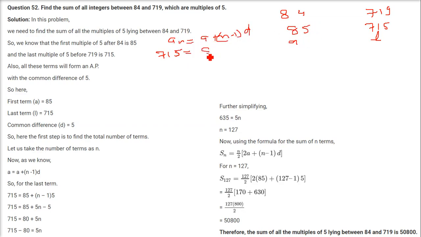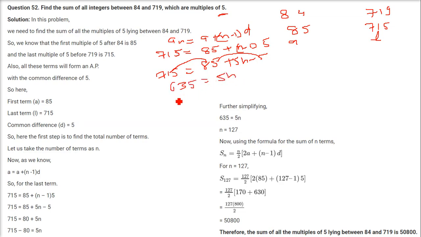Because we are aware of 85, that is, a is known, then n is not known, and d is also known because it is a multiple of 5. So just put 5 here. So 715 equals 85 plus 5n minus 5. 85 minus 5 is 80, and 715 minus 80 is 635. So you get 5n equal to 635. So n will be 635 by 5, which is going to be 127. So there are 127 numbers divisible by 5 between 84 and 719.